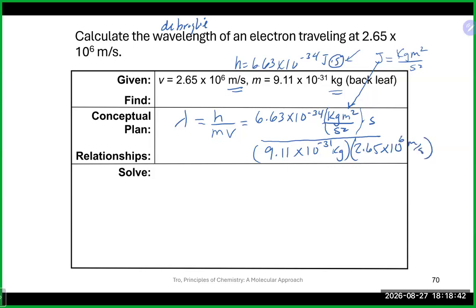Again, in terms of units, we're going to get everything to cancel out. So seconds, there goes the squared seconds, kilograms, kilograms, one meter takes out one meter, leaving us with just one meter. So 6.63 times 10 to the minus 34 divided by 9.11 times 10 to the minus 31, and divided by 2.65 times 10 to the 6. That's going to get us a de Broglie wavelength of about 2.75 times 10 to the minus 10 meters in this particular case.